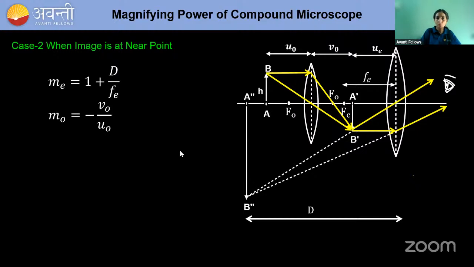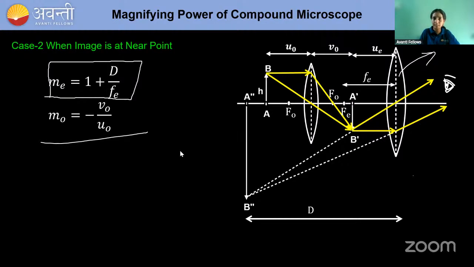Done it. In the case where the final image is getting formed at the least distance of distinct vision, here also the overall magnification will be negative, but the magnification because of the eyepiece will become 1 plus d by fe, same as a simple microscope. The eyepiece is acting the same as a simple microscope. M naught will be equal to what?